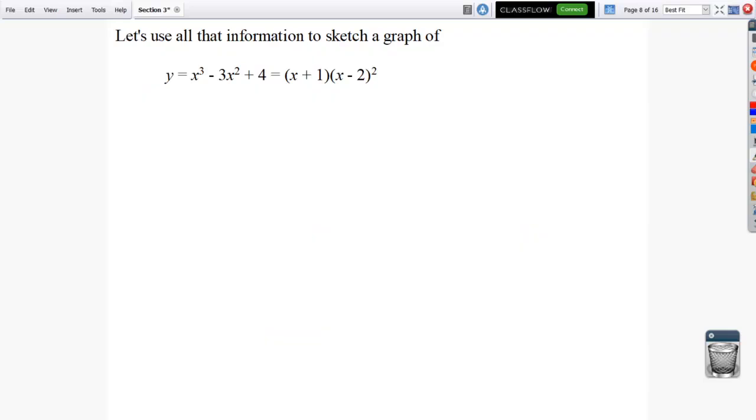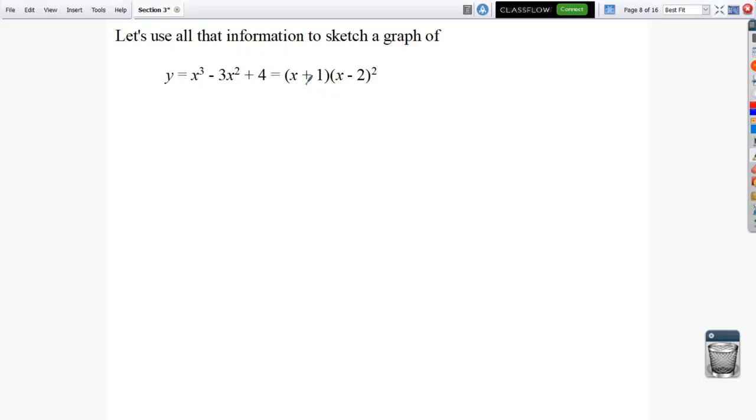So let's use all that information to sketch a graph of y is equal to x cubed minus 3x squared plus 4. And just for ease of doing this, I've actually factored it already for you. The only reason I wanted to do that is this allows us to find two really easy points to graph.